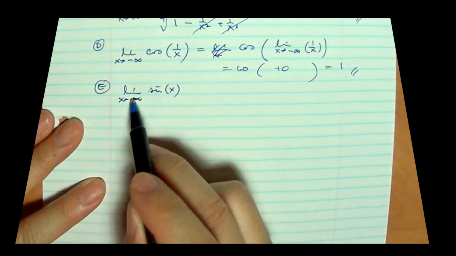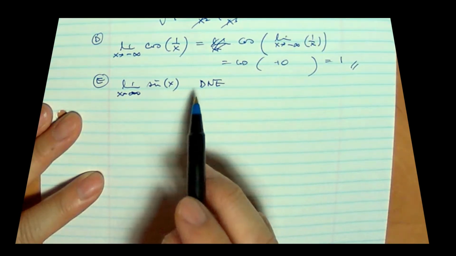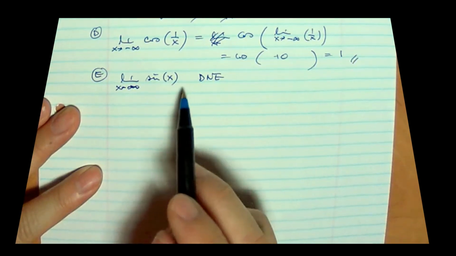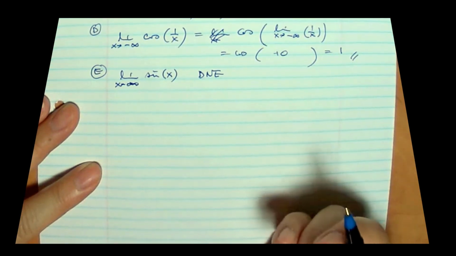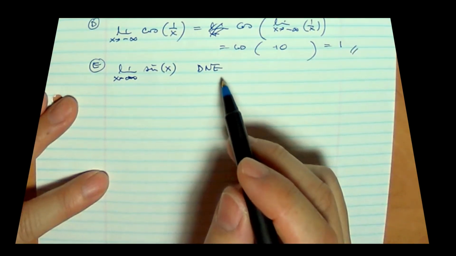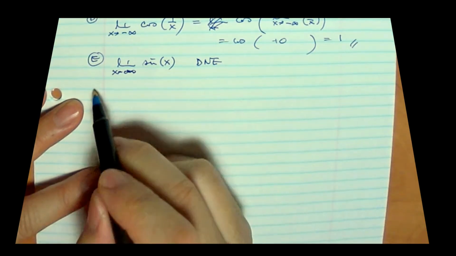Now here's a problem. This is undefined, or does not exist, because sine is oscillating. It doesn't matter what x is approaching in infinity. This will oscillate between 1 and negative 1, and there's no single number that it will stabilize to. So there is no answer. It's not infinity, it's not negative infinity, it's not 0, it's not 1, it's not negative 1, it just does not exist because it oscillates between negative 1 and 1.